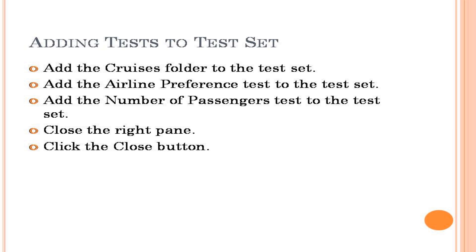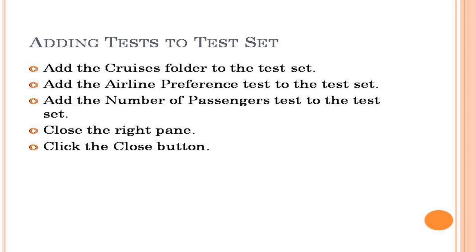5. Add the airline preference test to the test set. To search for the test, in the Find box, type airline and click the Find button. The airline preference test is highlighted in the test plan tree. Double-click the airline preference test. The test instance is added to the test set.